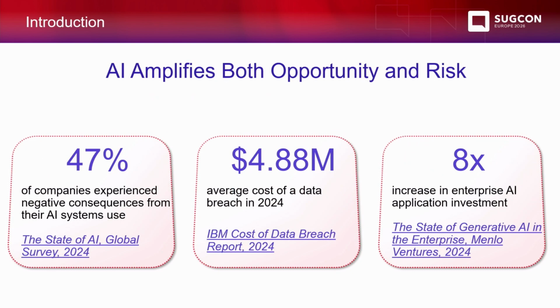So, some more statistics for 2024, because it was the latest paper. Almost half of companies have experienced negative consequences from using AI systems. The cost of a data breach in 2024 was about $5 million. But investments in enterprise AI applications have increased significantly in the last couple of years.